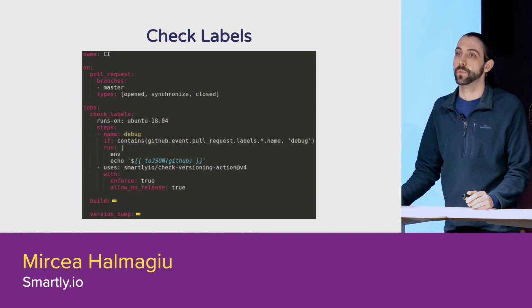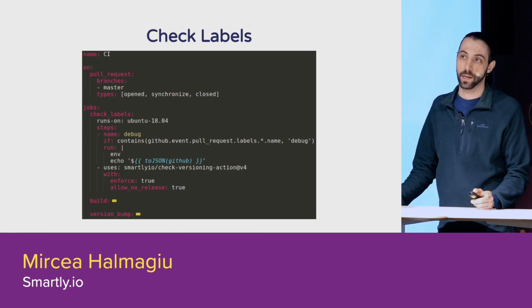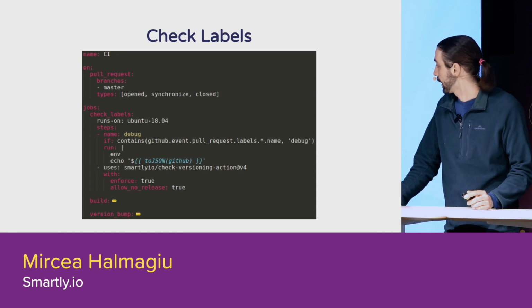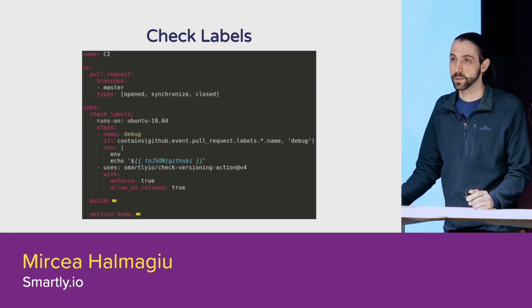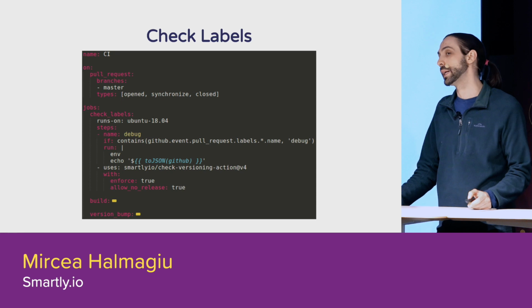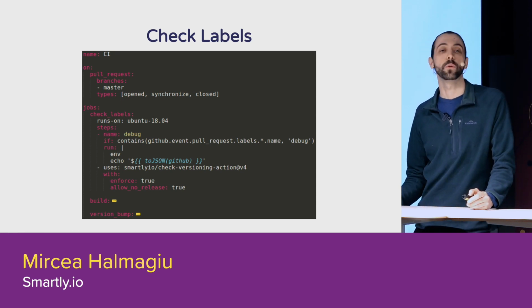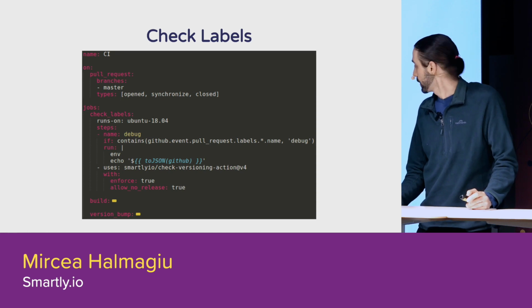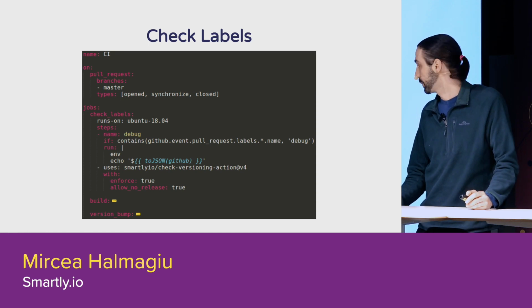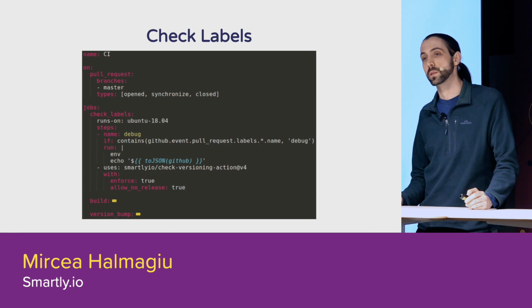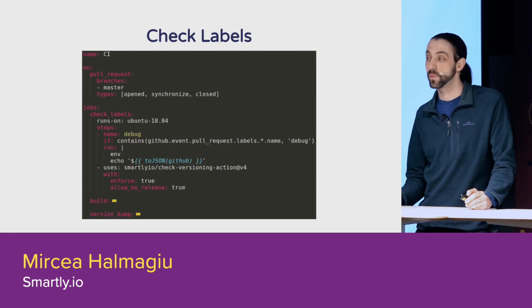And then we're going to actually run this check versioning action. And you'll notice that it's actually part of the Smartly.io organization. And you'll also notice that it has two extra parameters we pass it: enforce and allow no release. Now this is something that is really nice to be able to do, to pass parameters to make these actions that we build more flexible.